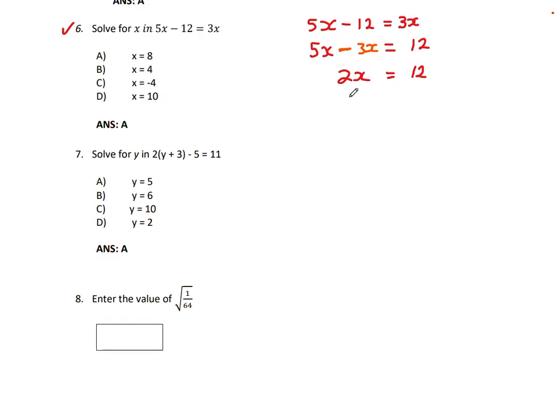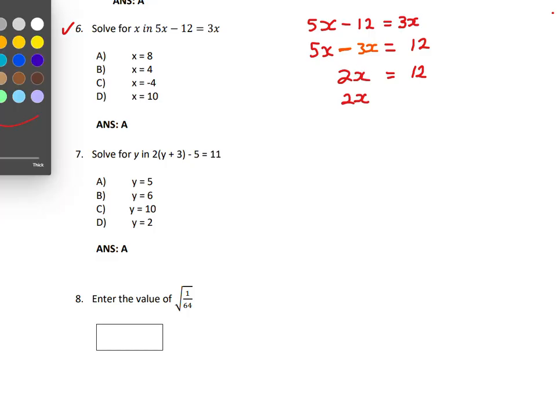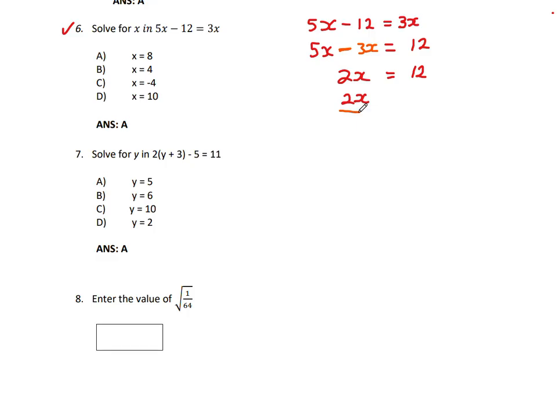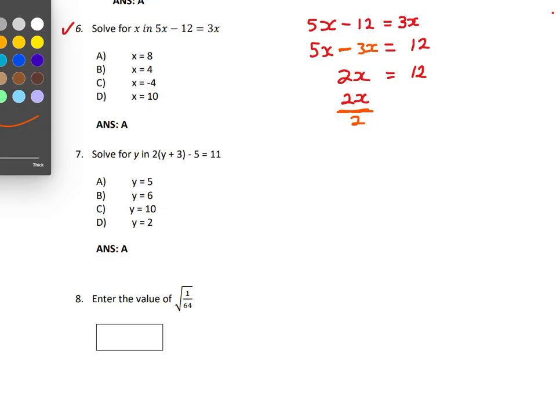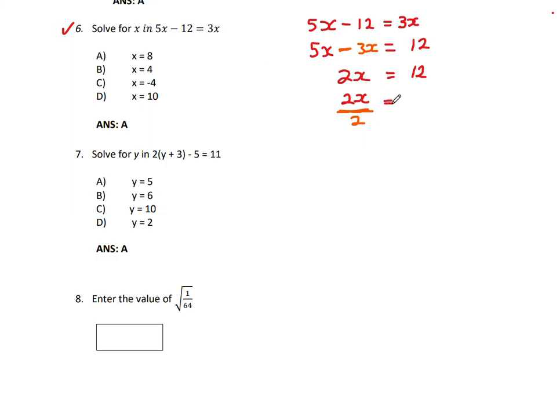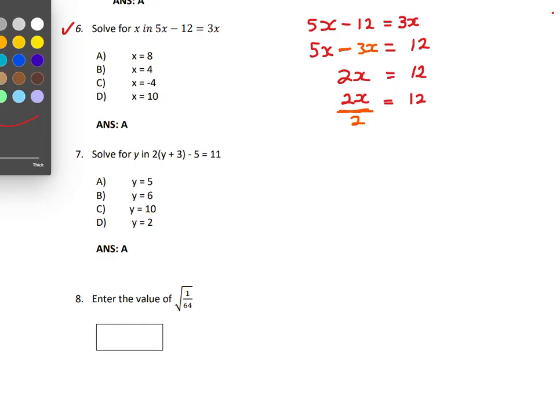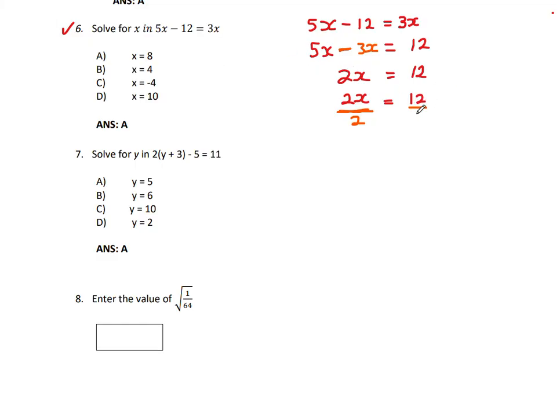But what I can do to get x on its own here is to do the inverse of what is being done to x. x is being multiplied by 2 because that's what 2x means. It means 2 multiplied by x. So we're going to do the inverse of multiplication by 2, which is actually to divide by 2. And that will allow us to get rid of the 2 that is being multiplied by x. What we do to one side of an equation, we have to do to the other side as well. So on the right side, I'm also going to divide by 2.